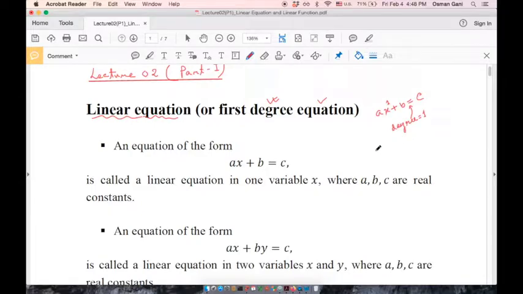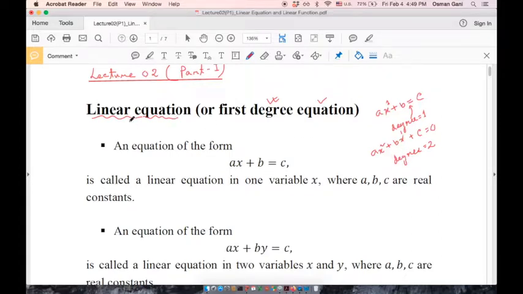And let us consider another equation, ax square plus bx plus c equals 0. Here a, b, c are real constants and x is the variable. The powers of x are 1 and 2, so the highest power is 2. Therefore, the degree of this equation is equal to 2. So the degree of an equation is the highest power of the variable.